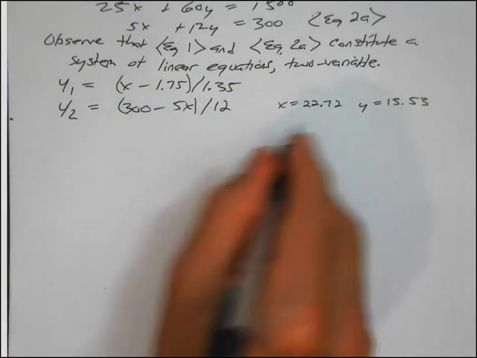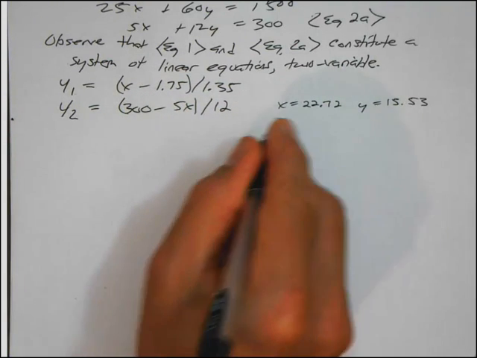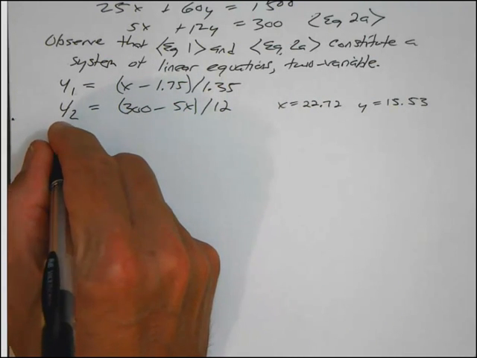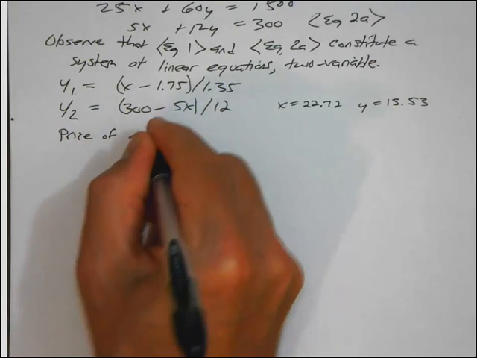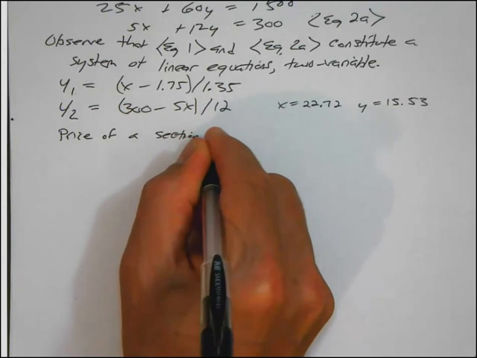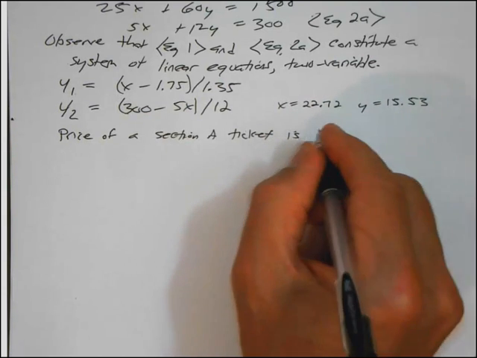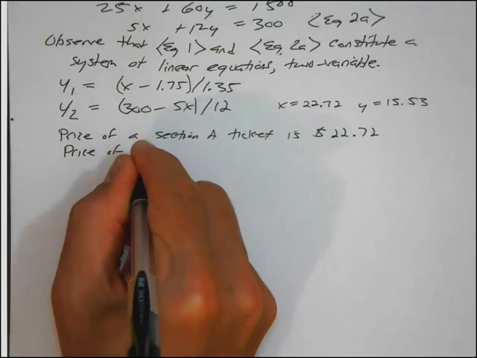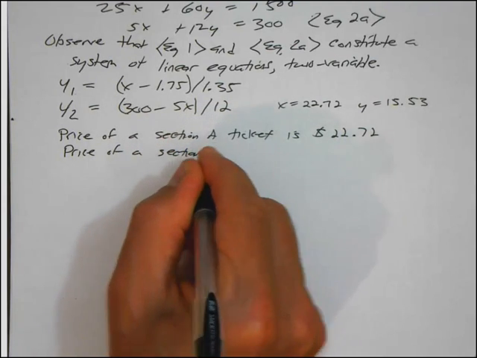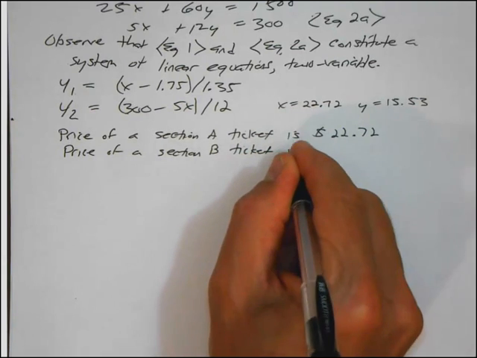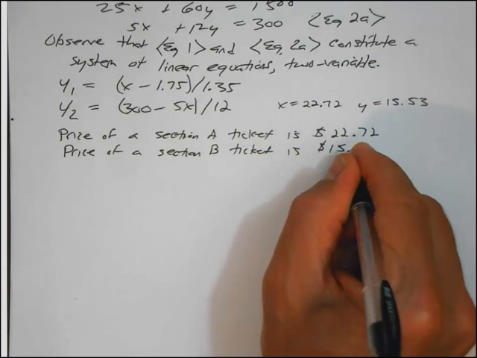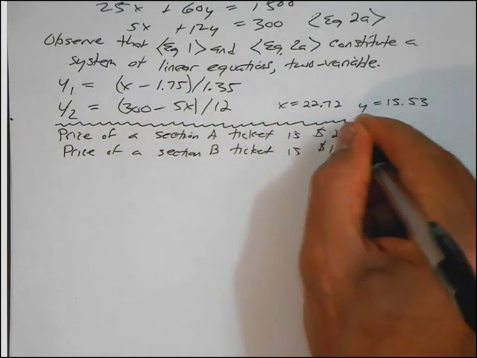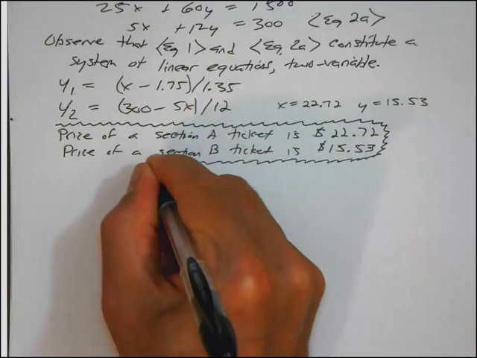Now let's interpret this math, put it back into the real world. The x, we said that was going to be the price of the Section A ticket in dollars. Okay, so for our real conclusion here, we can claim that the price of a Section A ticket is $22.72. The price of a Section B ticket is $15.53. Okay, I'm going to put a prominent cloud around this major conclusion so that this jumps off the paper for anybody reading this solution.